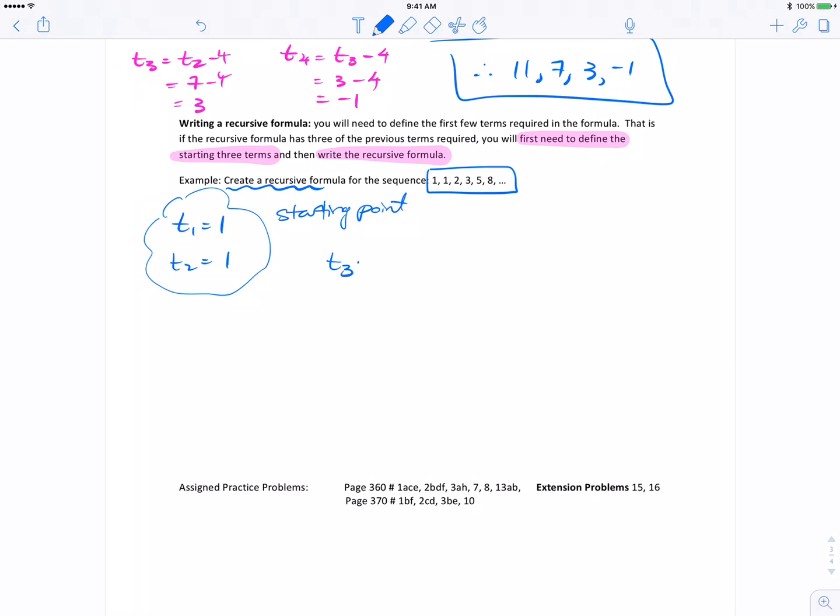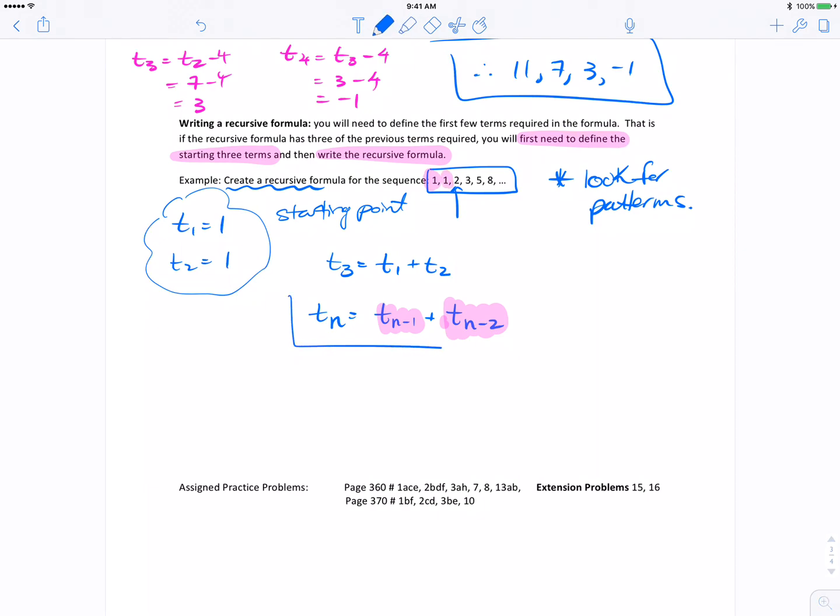From then, I look for patterns. Remember, that's the key. Look for patterns. If I look at the third term here, 2, well, that really equals term 1 plus term 2, right? 1 plus 1 equals 2. So if I look at term n, I get n minus 1 plus n minus 2, because that's 1 term back plus 2 terms back. And that's the same here. 1 term back plus 2 terms back equals the third term. So this is my general formula. Note this is kind of new notation for us, so this will take a little bit of adjustment and a little bit of practice in this area.